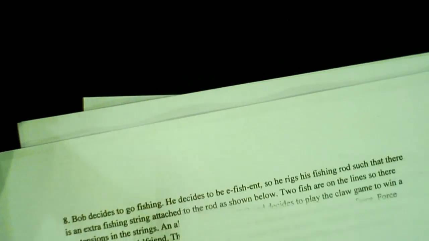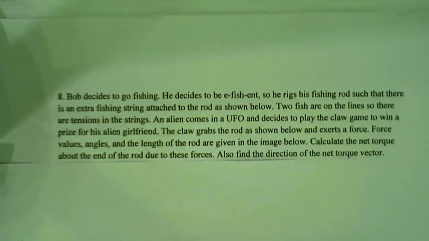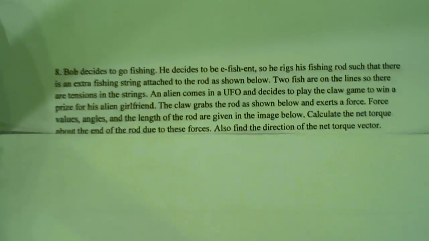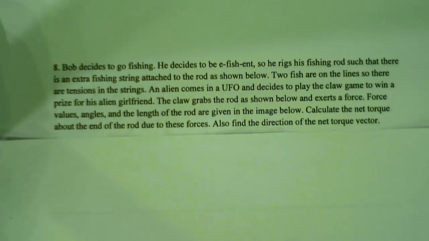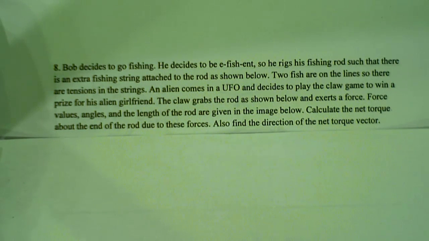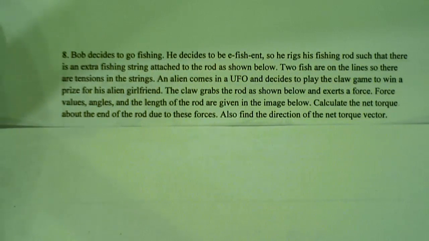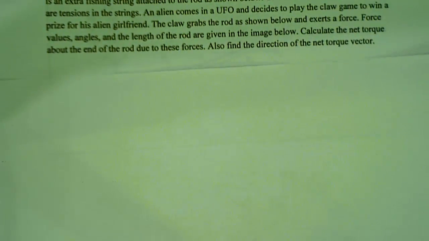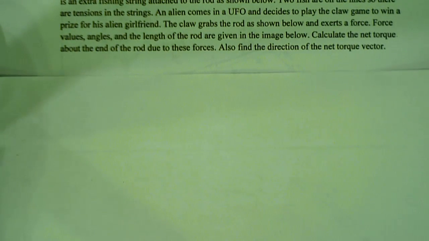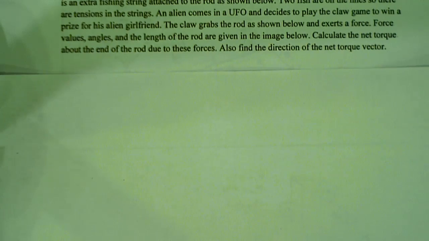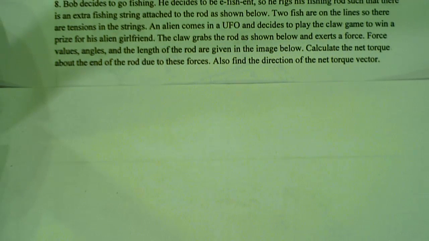Next question is also torque, but it's going to be a little more complicated. All right. Bob decides to go fishing. He decides to be efficient, so he rigs his fishing rod such that there is an extra fishing string attached to the rod. 2 fish are on the line, so there are tensions in the strings. An alien comes in a UFO and decides to play the claw game to win a prize for his alien girlfriend. The claw grabs the rod as shown below and exerts a force. Force values, angles, and length of the rod are given. The question is going to ask you to find the net torque about the end of the rod, and then also find the direction of the torque vector.